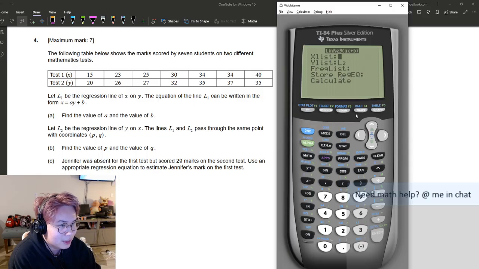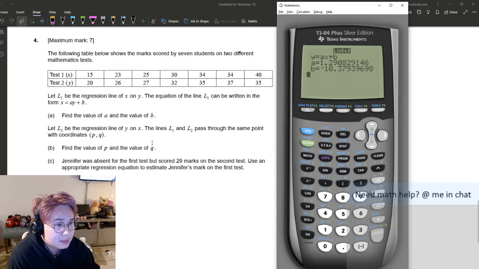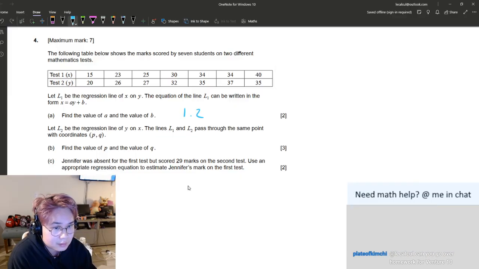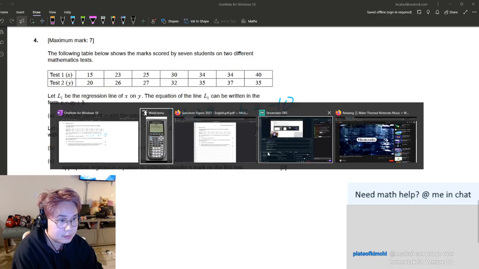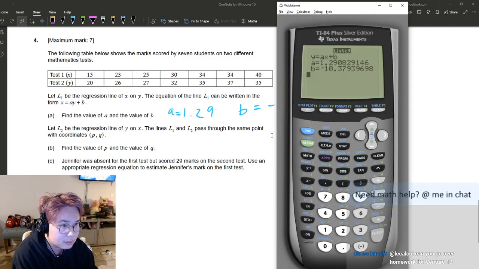So we want this one to be list 2, and then we want the y list to actually be list 1. So make sure you choose the appropriate ones. And then here you go. Here's your A and B values, which is what we want to find out in part A. So A was this, and then B was negative 10 point something. 10.4.